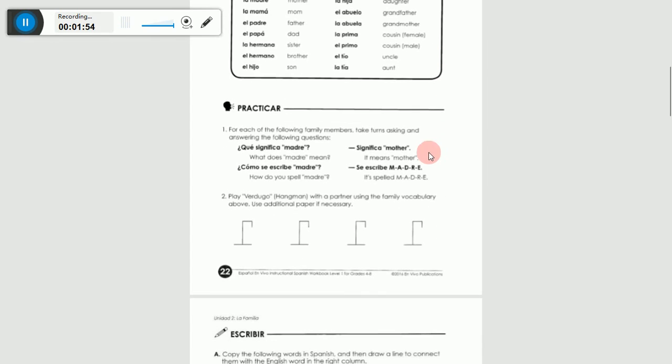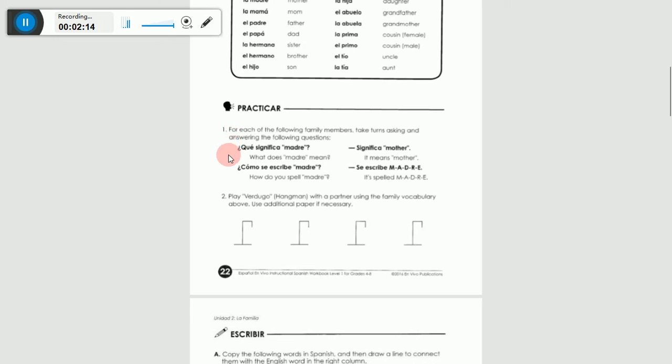The first practice session says, for each of the following family members, take turns asking and answering the following questions. I know you aren't in class, but if you can call a classmate and do this or FaceTime with them, that's an option. Or just work with someone at home, a sibling, a parent, even a grandparent.